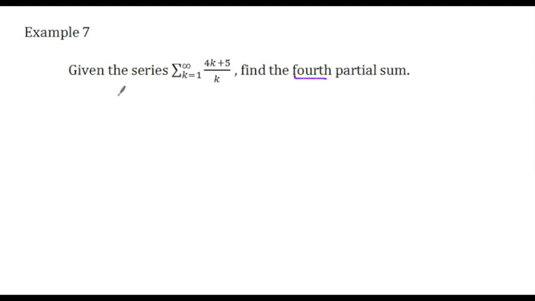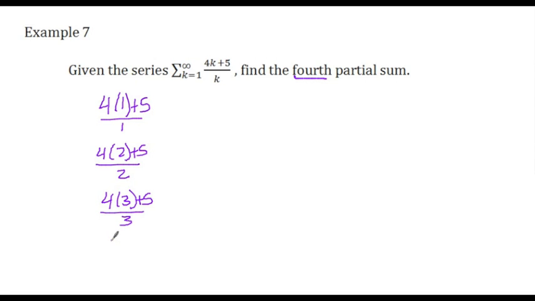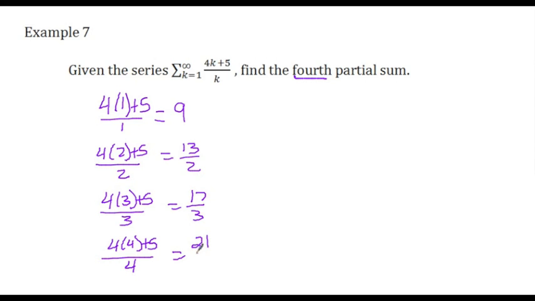Okay? So I'm going to plug in 1, plug in 2, plug in 3, and plug in 4. So let's simplify these. 4 plus 5 is 9, 8 plus 5 is 13 halves, 12 plus 5 is 17 thirds, and 16 plus 5 is 21 fourths.